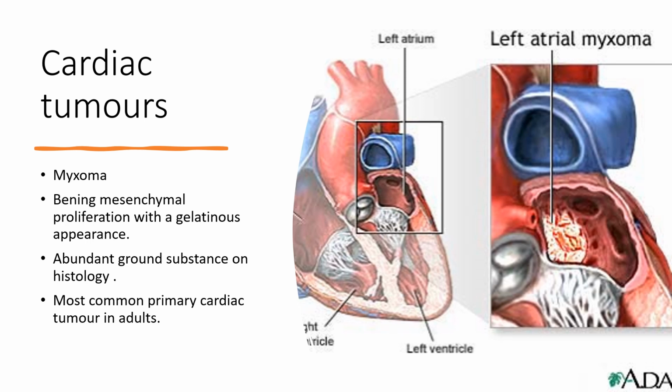What happens in this case is that there is a tumor in the left atrium, causing blockage of the blood flow from the left atrium to the left ventricle. On histology, we see abundant ground substance. This is the most common primary cardiac tumor in adults.